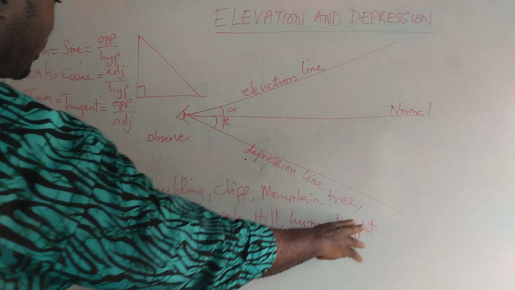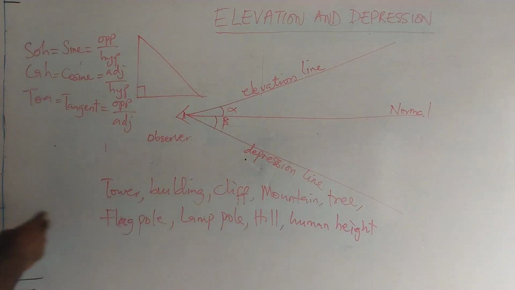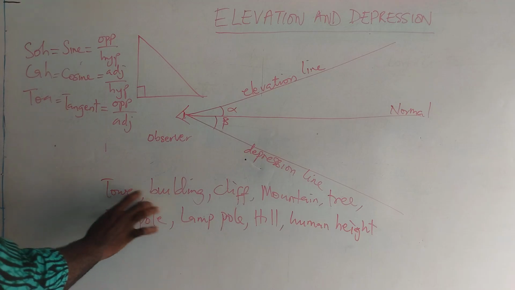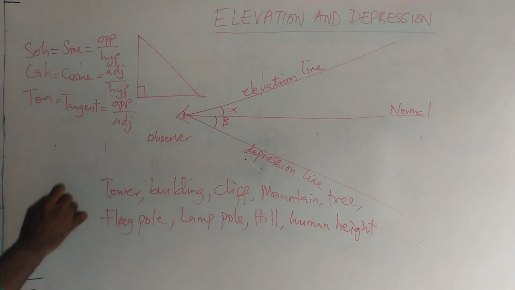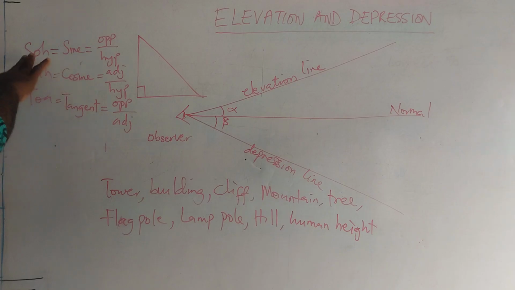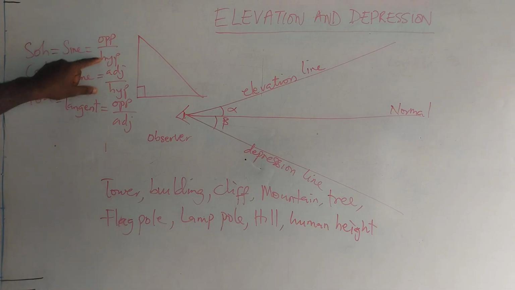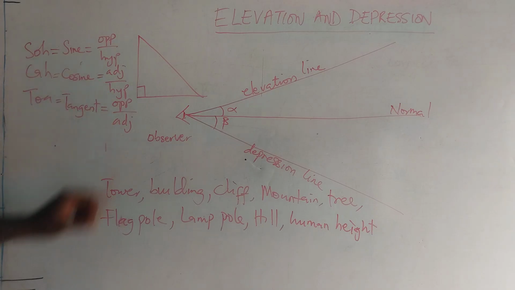These objects require vertical straight lines when you want to represent them, while every other object use dots for that. For the calculations, these are what we use: sine, cosine, tangent. We call it SOHCAHTOA, where sine is opposite over hypotenuse, cosine is adjacent over hypotenuse, tangent is opposite over adjacent.